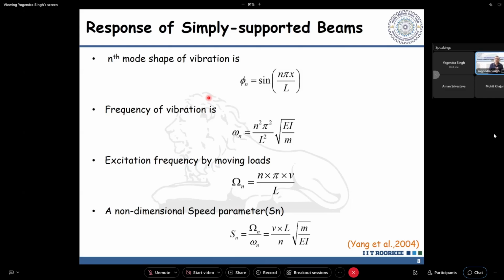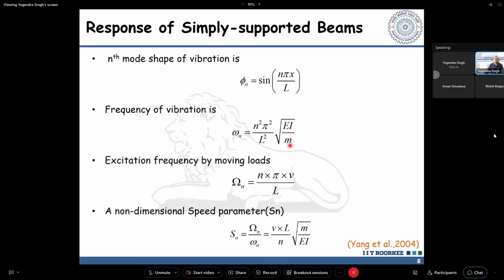Or we can analyze this by solving the equation of motion which we have written. So we can get the shape of the nth mode, which is like sin(nπx/L). In case of the first mode, when n is equal to 1, it will become a half sine wave. Similarly, in case of the second mode, it will become one full sine wave. The frequency of vibration can be calculated using this expression, which has been obtained by considering continuous distribution of mass, as shown in the previous equation. Solving the previous equation, we can get the frequency, and this frequency depends upon EI of the beam or the bridge and the mass per unit length.